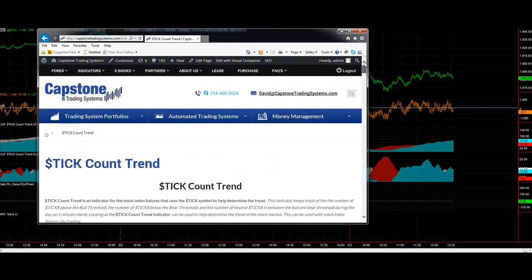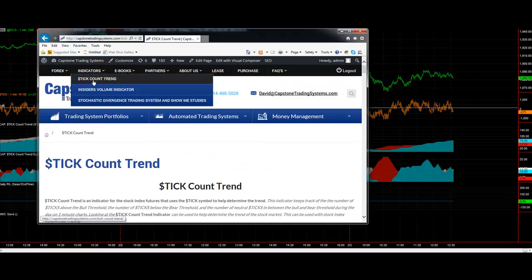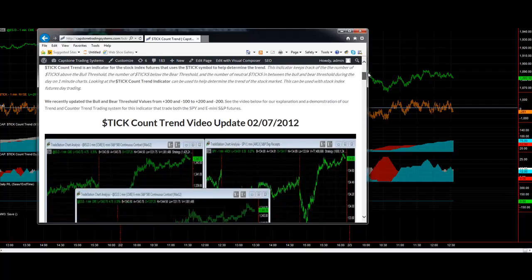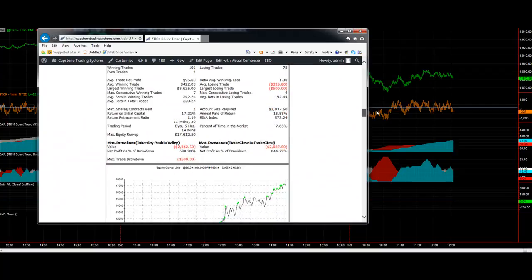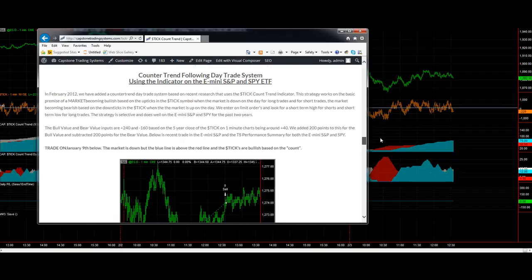But the tick count trend indicator, you go to indicators, tick count trend, and you can get to this page and you can read more about it. I haven't updated this page in a long time. I think it goes back to 2012, and you can see the results here.